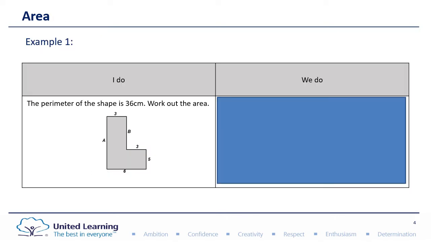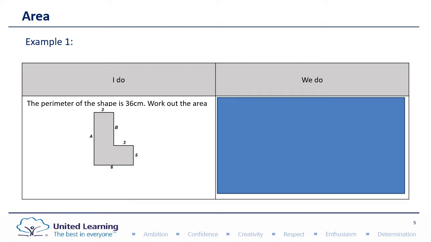Here is your first example. We have a compound shape which consists of 2 rectangles joined together. The question has given us the perimeter of the shape, 36 centimeters, and has asked us to work out the area. The perimeter is the distance around the outside of the shape. Some of the lengths are missing from the diagram, which means we must work them out first before we can find the area.